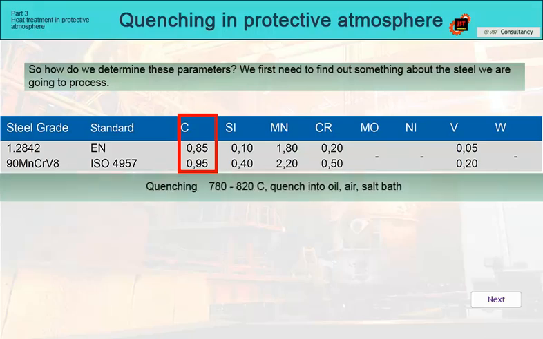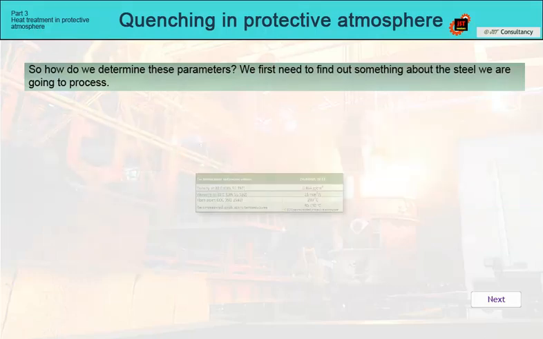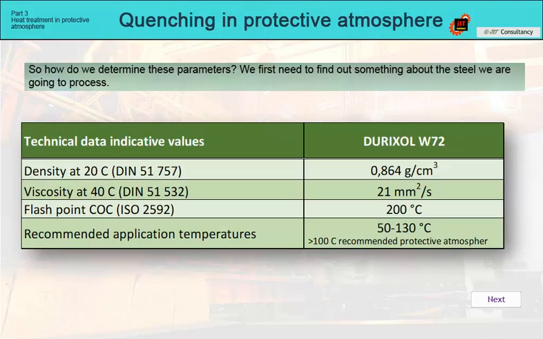The second piece of information is the austenitization temperature. This should be 780 to 820 Celsius. For small, tiny parts, we should choose lower temperatures, and for large parts, higher temperatures. Since our parts are large with a thickness of over 30 millimeters, we will decide on the highest allowed temperature of 820 degrees Celsius. The hardening environment is determined by the furnace we have available. In our case, with an oil bath and Durexol W72 quenching oil with a high cooling rate and working temperatures from 50 to 130 Celsius.